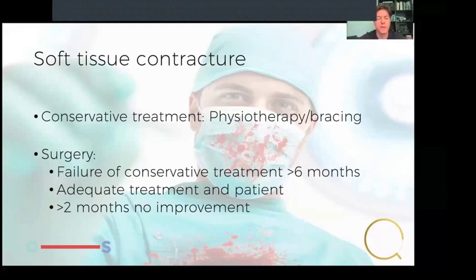What do I mean with that? If at 6 months they're still improving, I think they should continue exercise and continue physio until we have 2 months of no improvement, and then surgical treatment may become an option.